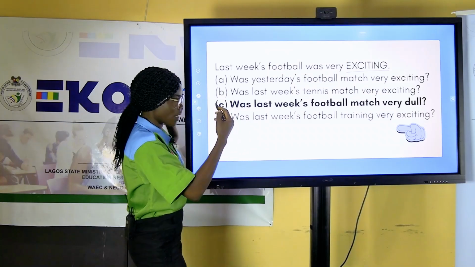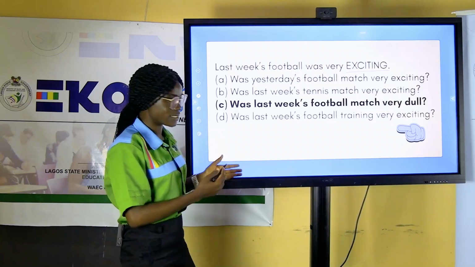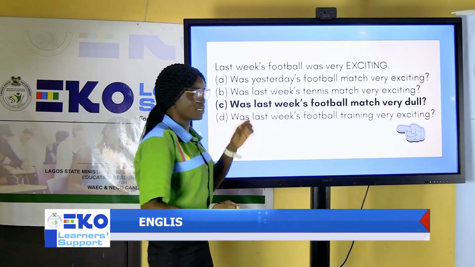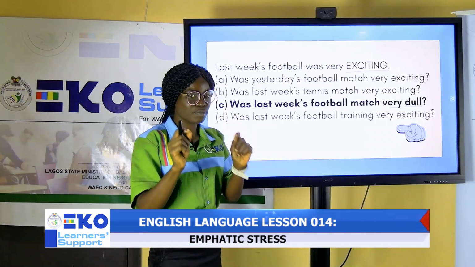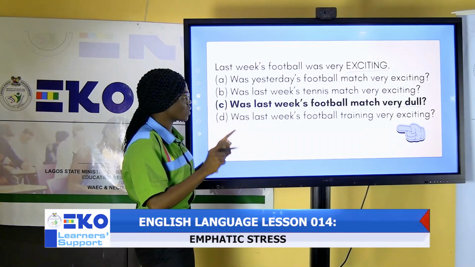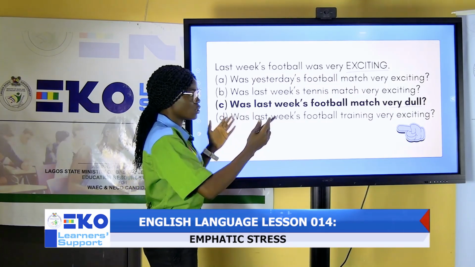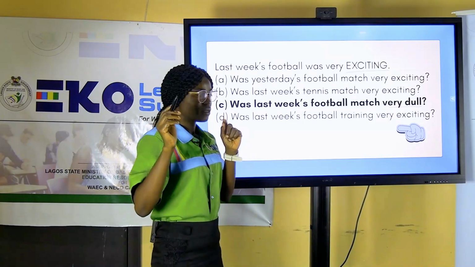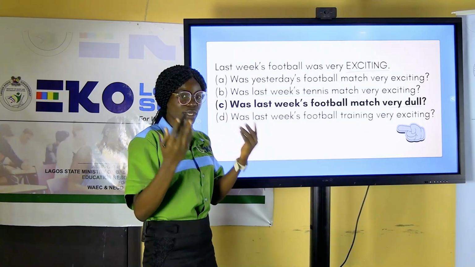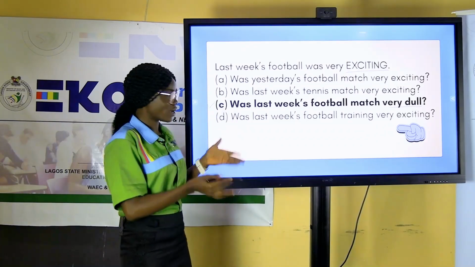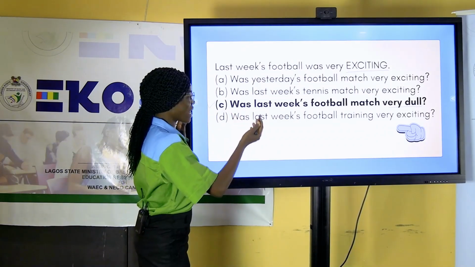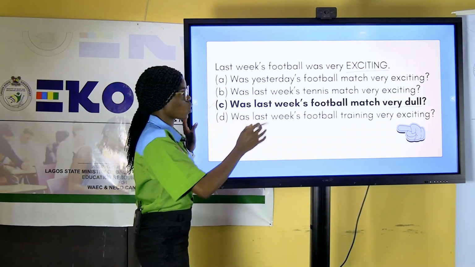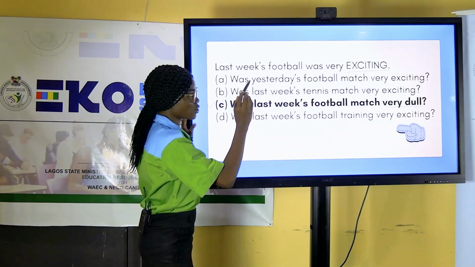The first one, exciting, is still there. Second one, we have exciting. And the third one, we have very dull, which is contradicting what the speaker is drawing your attention to. Last week's football was very exciting, but option C says very dull, which means it contradicts the emphatic stress. That is what the speaker wants you to pay attention to. Okay, so when we look at option C, we say, was last week's football match very dull? You discover that very dull contradicts the emphatic stress.